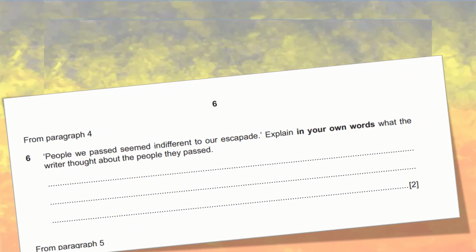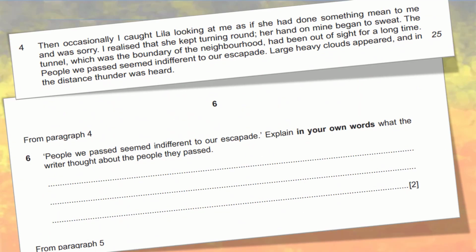Now they are on their journey. They are traveling to the sea. People who passed seemed indifferent to our escapade. Indifferent means that they did not have any interest in what the girls are going to do or where they are going. Explain in your own words what the writer thought about the people they passed. So what are two feelings? Because it's a question of 2 marks. What are those two feelings which the writer feels that the people were having when they were crossing by them?